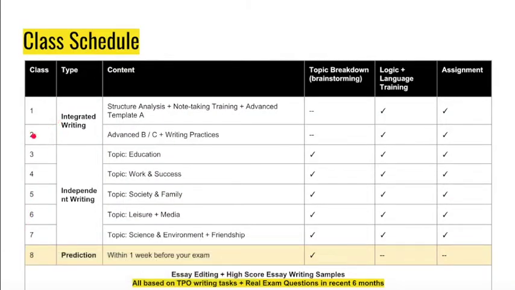As you can see, this is our second class for integrated writing, and this will also be the last class for integrated writing, which is Task 1 writing. In this class, we will focus on teaching you advanced template B and C with more writing practices. Also, in this class, language training will be included, and an assignment will also be given. Let's move on.